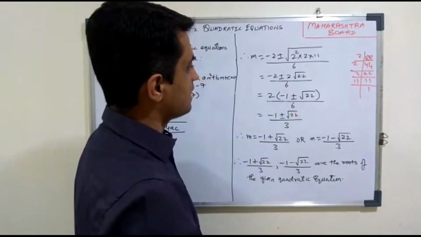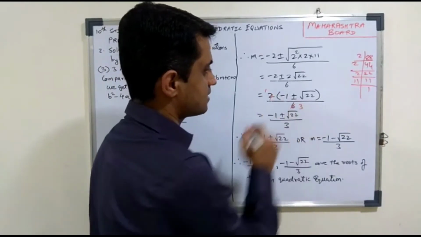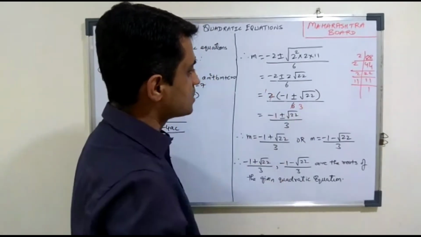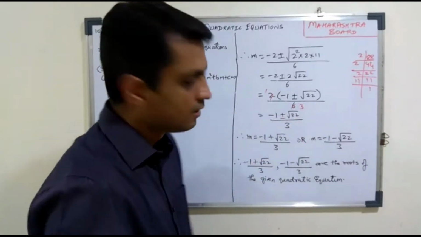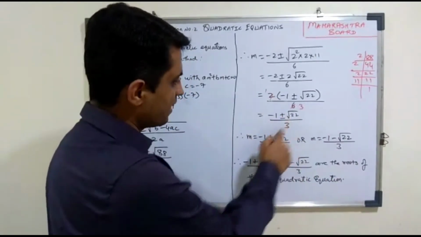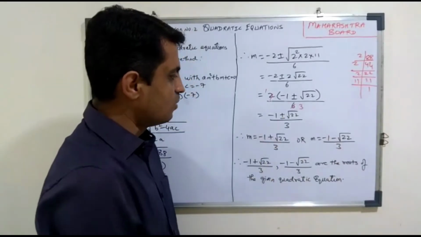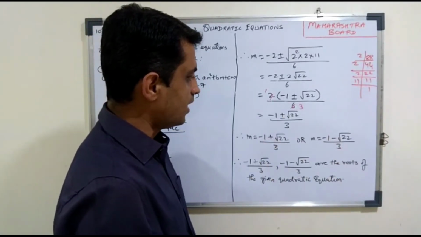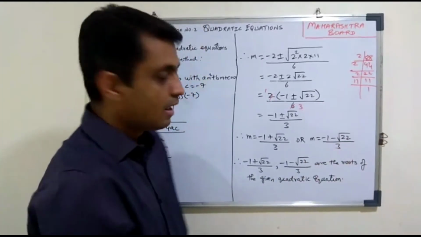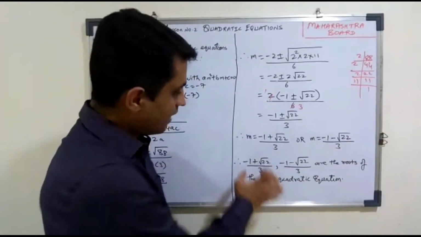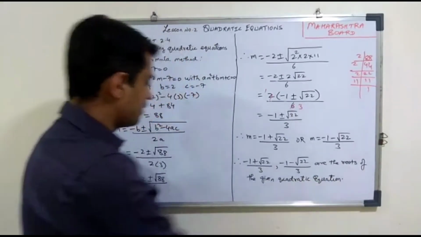After this, now you can cancel. After taking out common, 2 ones are 2, 2 threes are 6. So you get minus 1 plus or minus root 22 the whole upon 3. Then same way as you did in the earlier sum, bifurcate the two answers, one positive, other negative. So we got m is equal to minus 1 plus root 22 upon 3, or m is equal to minus 1 minus root 22 upon 3. And then write that these two answers are the roots of the given quadratic.